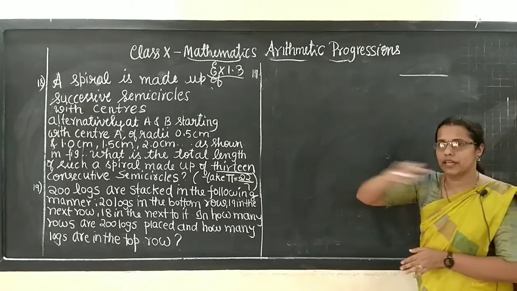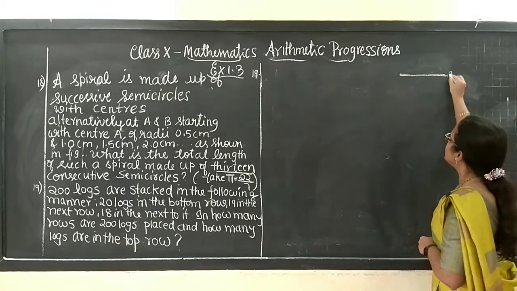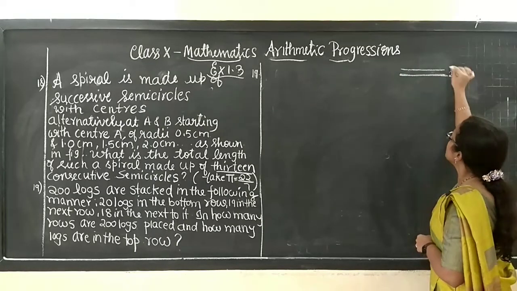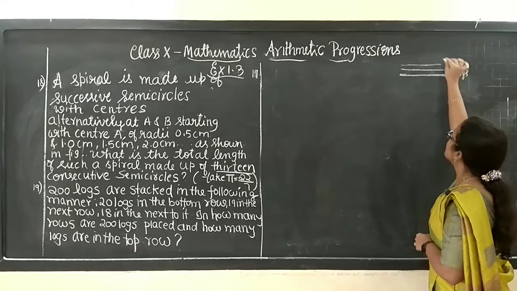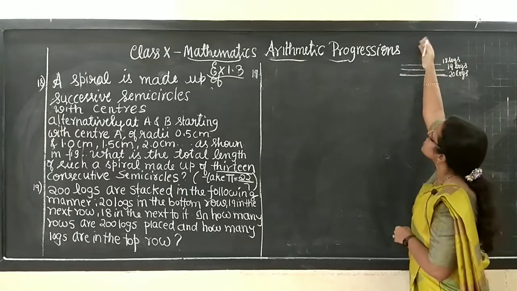No, they have to stack them. How did they stack them? Like this. One row, 20 blocks. Okay, second row, 19 blocks. Third row, 18 blocks. Like this, how many rows?